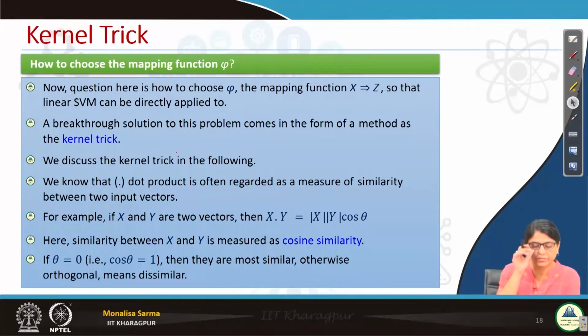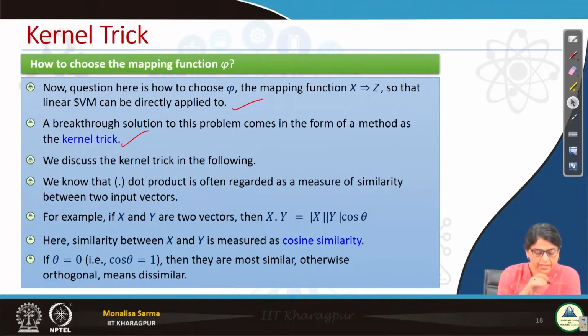Now, the question here is how to choose phi, the mapping function that maps x to z, so that a linear SVM can be directly applied. A breakthrough solution to this problem comes in the form of a method known as the kernel trick. How to do this mapping was our main issue, right? So, the kernel trick is a very good solution.